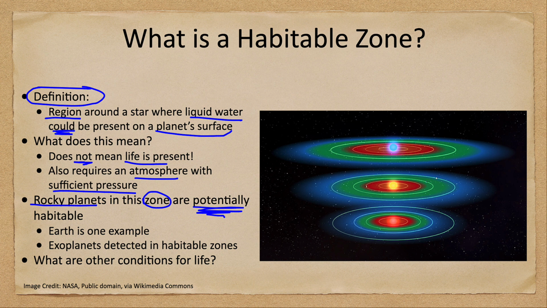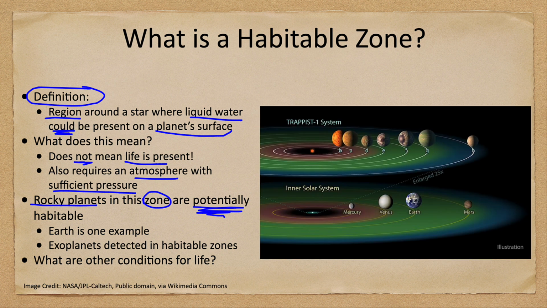Now let's look at this in a couple of different solar systems here. On the bottom we have, of course, our own solar system, and we can see Earth there with Venus just off the inner edge of the habitable zone, and Mars off to the outer edge of it as well, and Earth kind of plopped there in the middle.